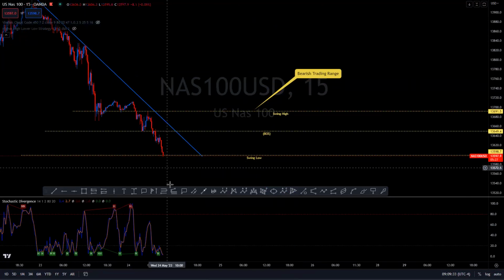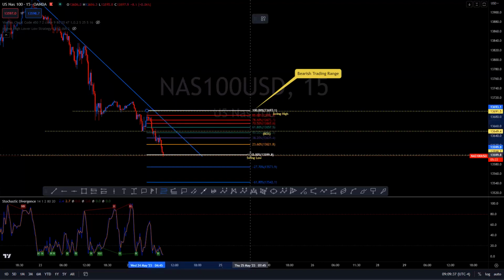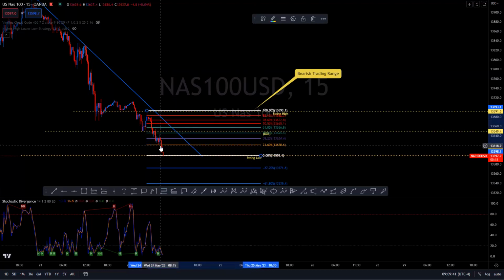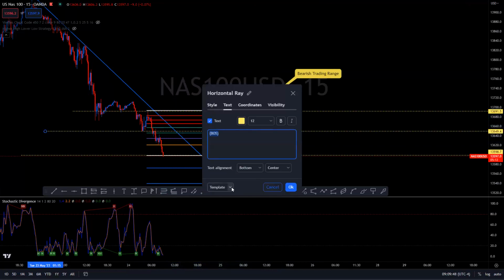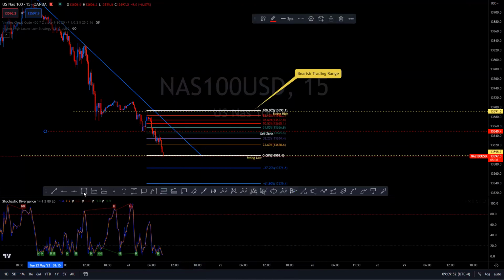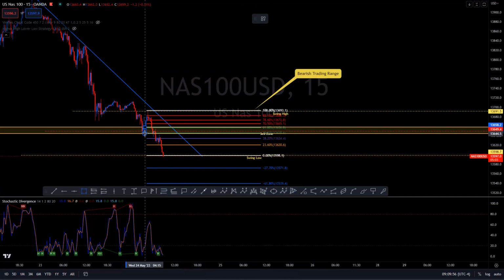So let's pull out the fib. Since this is a bearish trading range, we'll be within the most recent high and most recent low. Price has already kind of retested the 50% here, but we'll change this into our sell zone. We can go with our breaker structure. So price is past the 38.20, 23.30.